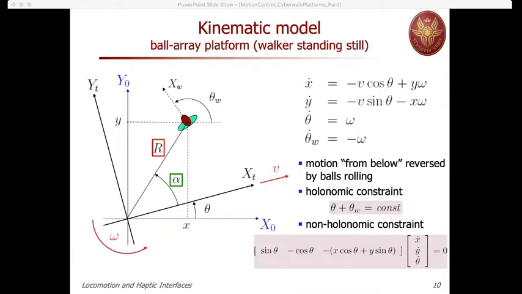In fact, you can detect the presence of a non-integrable differential constraint of the Pfaffian type using the model. If you write this constraint, sine of theta times x dot minus cosine of theta times y dot minus x cosine theta plus y sine theta times theta dot, and you replace x dot, y dot, theta dot with the first three equations of our kinematic model, you realize that you have an instantaneous zero. So this is a constraint which involves the velocities, the generalized coordinate derivatives x dot, y dot, and theta dot, and which should be satisfied at any time.